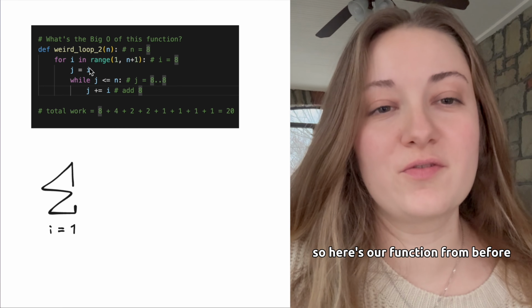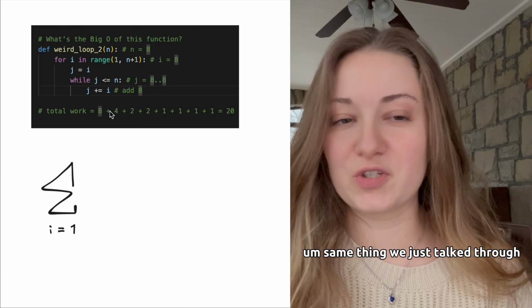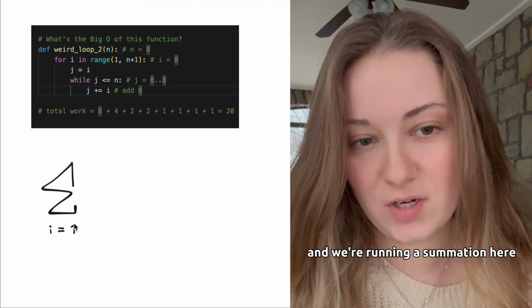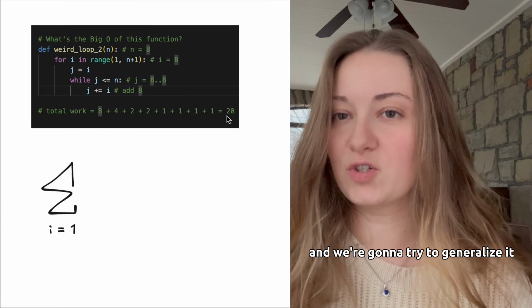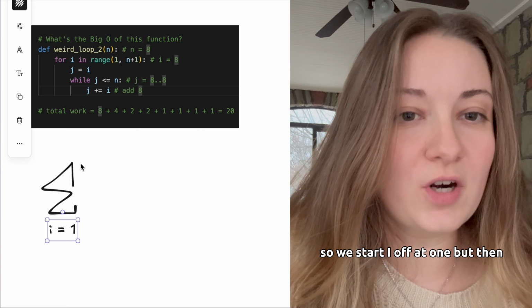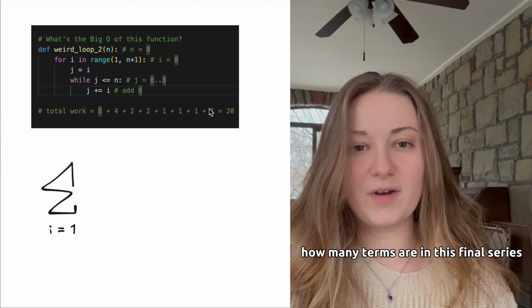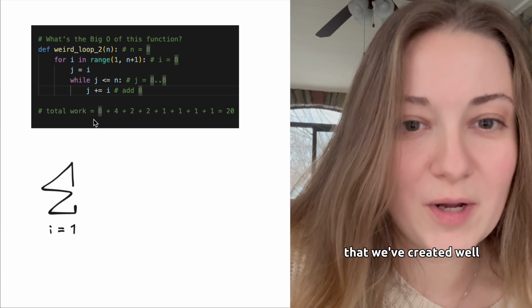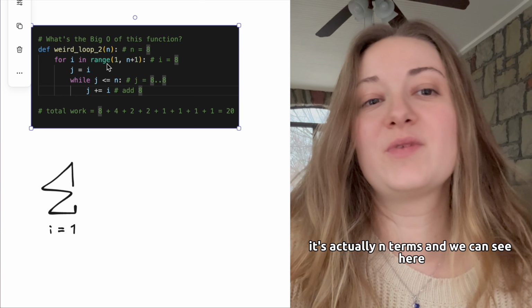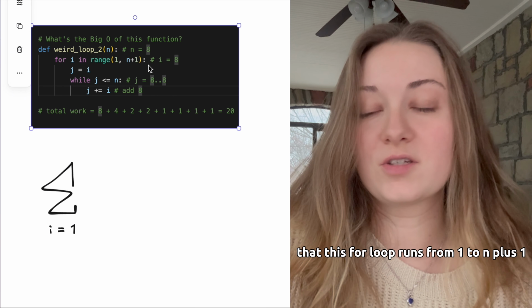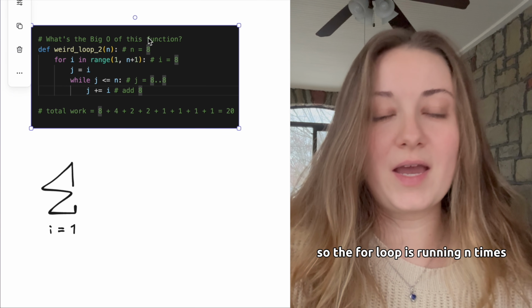So here's our function from before, the same thing we just talked through. We're running a summation here to figure out this total amount of work, and we're going to try to generalize it. We start i off at 1, but then how many terms are in this series? Well, it's actually n terms. We can see here that this for loop runs from 1 to n plus 1, so the for loop is running n times.